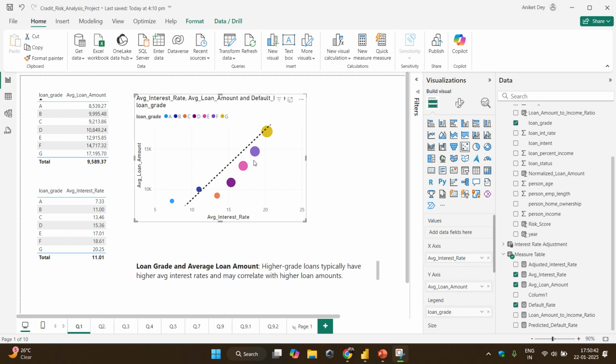And to show the correlation between average interest rate, average loan amount and default rate, I have used this scatter plot that is showing the correlation between these metrics. I have also used this trend line to show that the higher loan grade typically has a higher average interest rate, and this may correlate with higher loan amount.